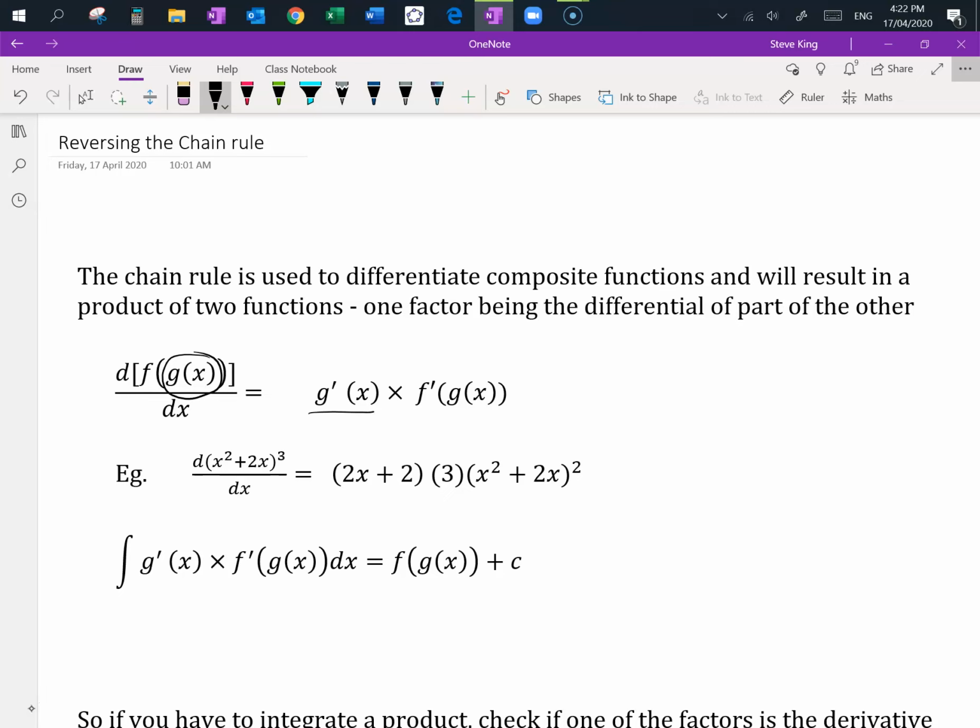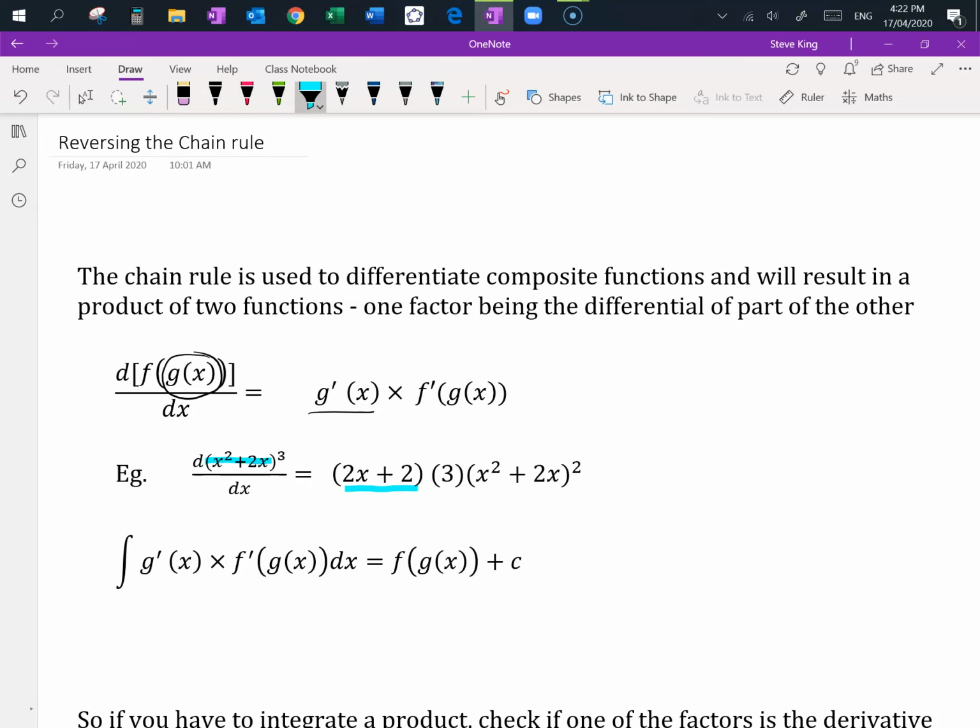If I do it on this example over here, x squared plus 2x all raised to the power 3, if I want to differentiate that, well, first of all, I take the derivative of x squared plus 2x. That's going to give me this bracket over here, 2x plus 2.